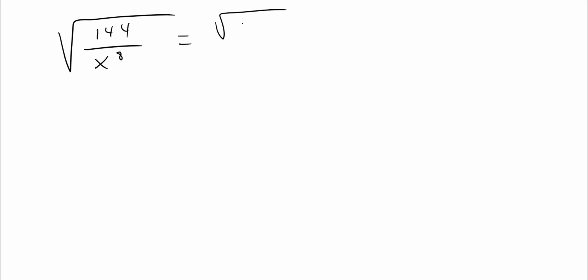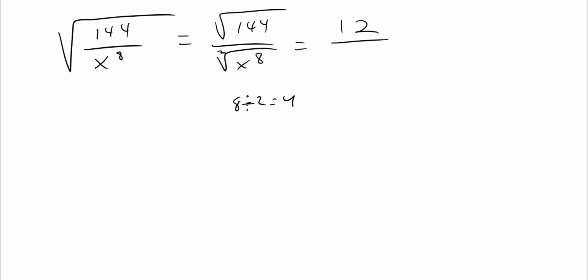Let's do one with a variable in it. Again, not a difficult thing. If I said the square root of 144 over x to the 8th, I can write that as the square root of 144 over the square root of x to the 8th. The square root of 144 is 12. Remember what you do when you take the square root: there's a 2 here, so you say 8 divided by 2, which is 4. And so you get x to the 4th.